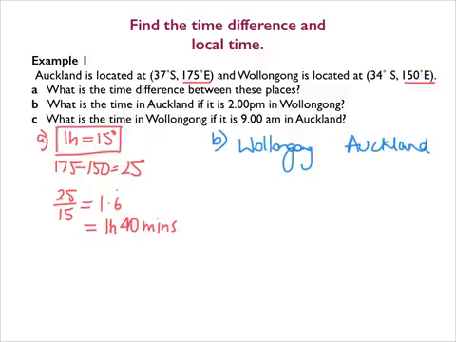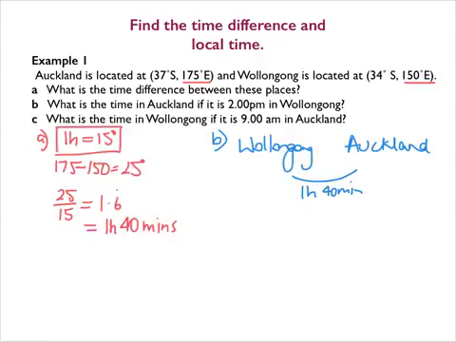Okay, when we're doing questions looking at the time difference between places, I like to write it up. So I have Auckland, and I've written Auckland to the right because that is further to the right than Wollongong, and the difference in time is 1 hour and 40 minutes, which we just worked out. So that way you know if you're going right, you're adding, and you're going left, you're subtracting.